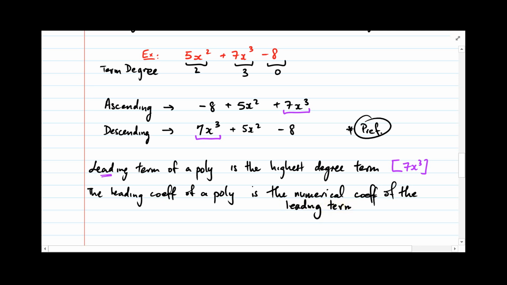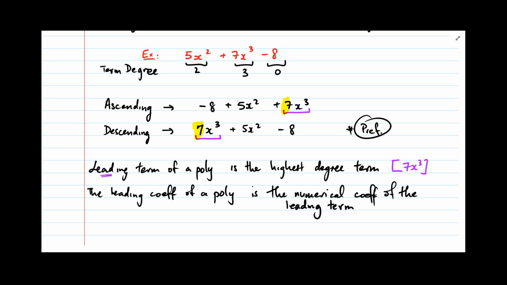Right, so again, in both cases, my numerical coefficient would be 7. I am looking at my highest degree term, that leading term, and just the numerical value before it. Okay? Alright, so not very challenging there.